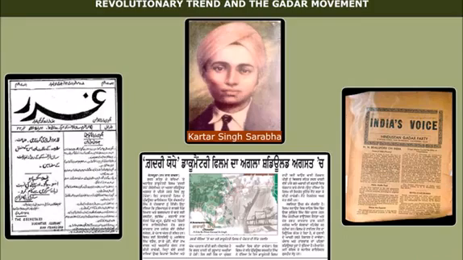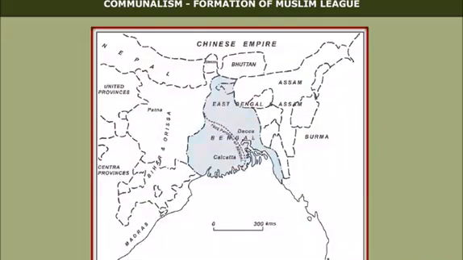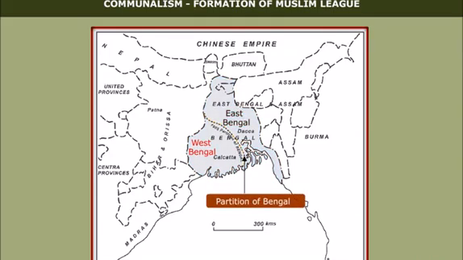The Ghadarite revolutionaries urged the Indians living abroad to come back to India to help the revolutionaries overthrow the British government. Communalism. Formation of Muslim League. After 1857, the British adopted the policy of divide and rule. The British encouraged separatist tendencies among the Muslims and the Hindus.